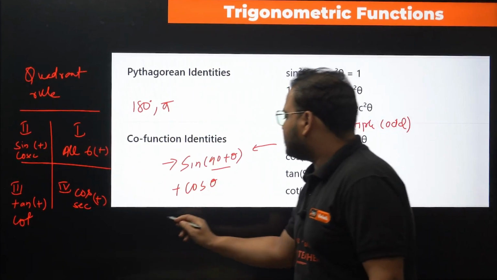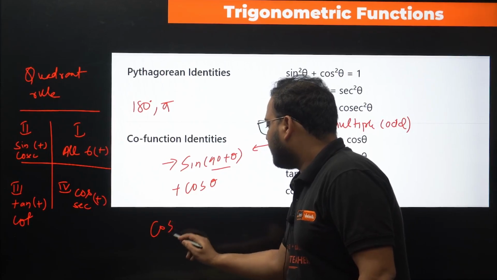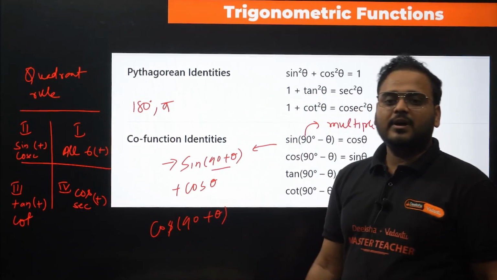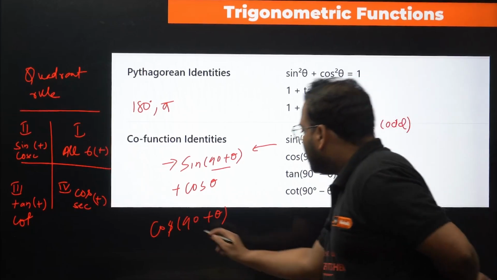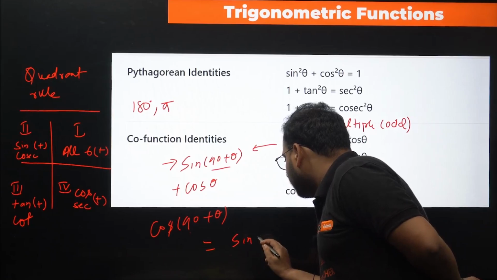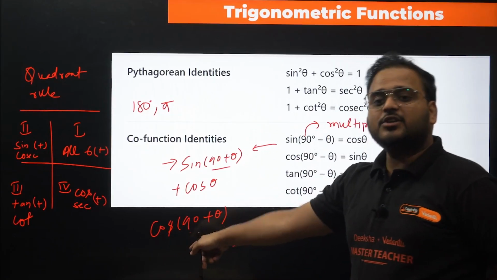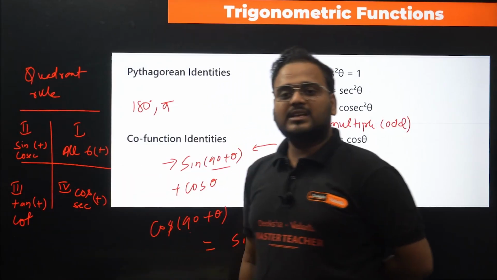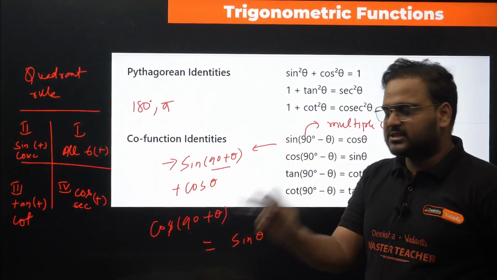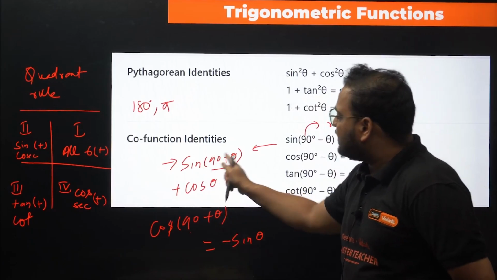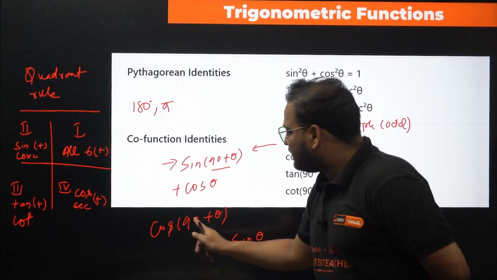But if I change that, if I write here cos of 90 plus theta, then something will change. At cos 90 it will become sine, so sine theta. Operating ratio is cos. Check, which quadrant is this? Second quadrant. Cos is what? Except for sine and cosec, rest all is negative, so it will become minus sine. So if you have sine 90 plus theta, it is plus cos, and cos 90 plus theta is minus sine.